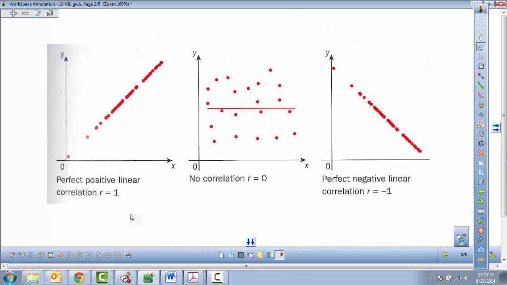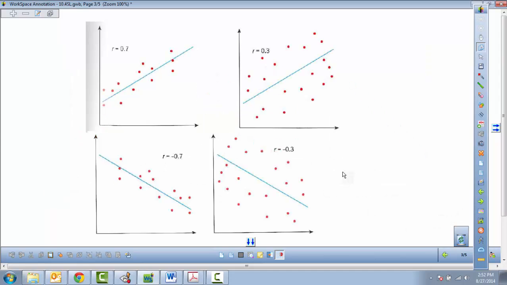So here are some scatter plots with their correlation coefficients. Perfect linear correlation with a positive slope has a correlation coefficient of 1. No correlation is 0. And perfectly negative, that is, all points are collinear with a negative slope, the correlation coefficient is negative 1. Here are 4 others, and you should notice that all of the slopes with positive correlation have a positive correlation coefficient, and similarly the negative ones.